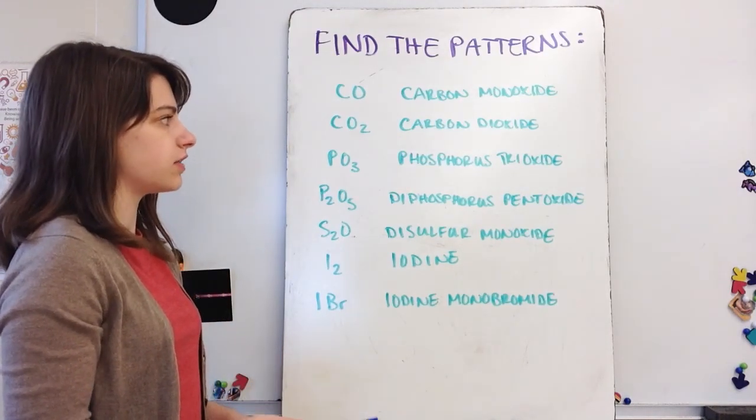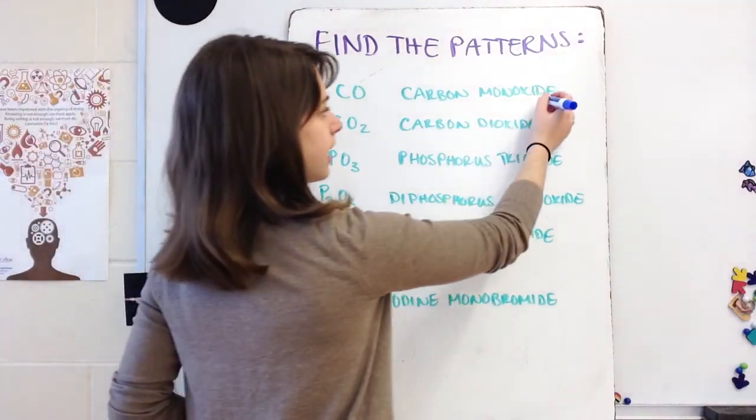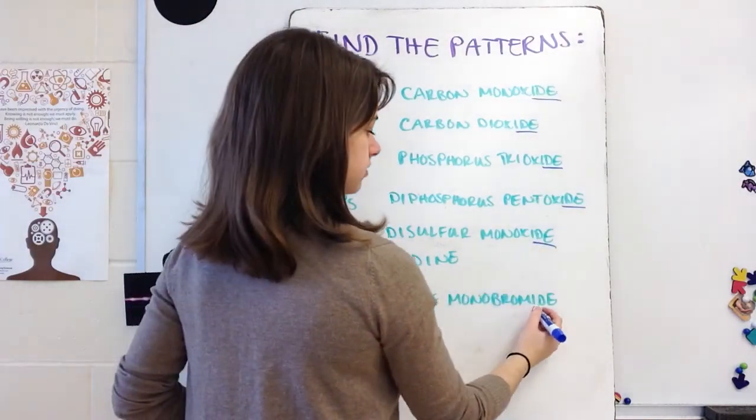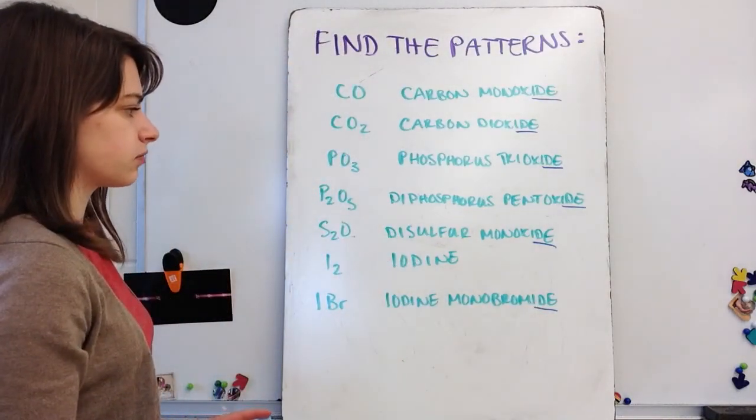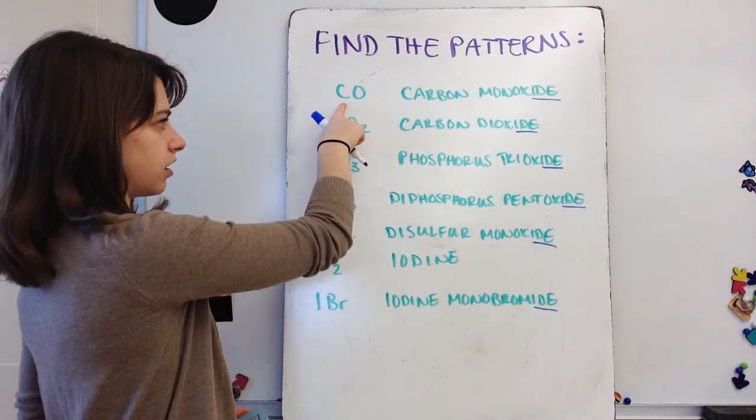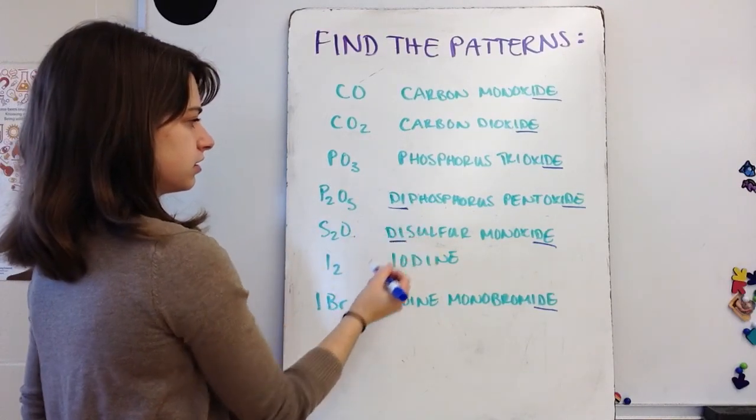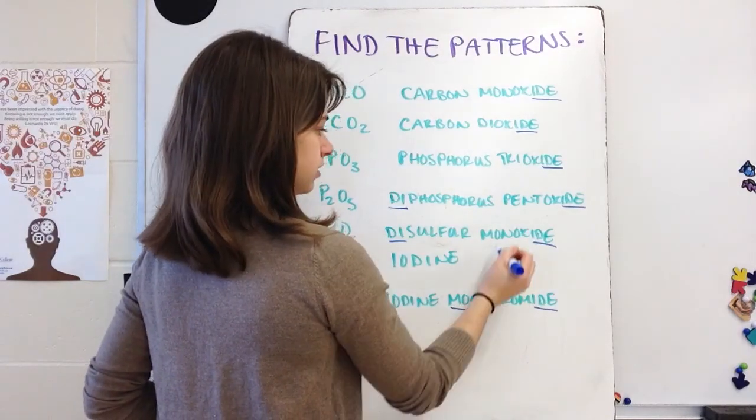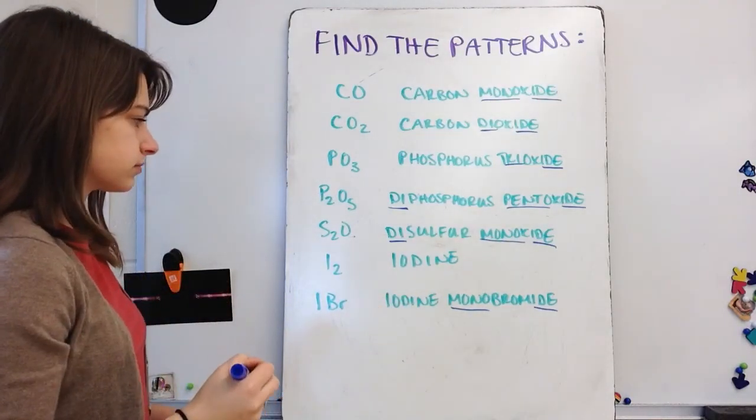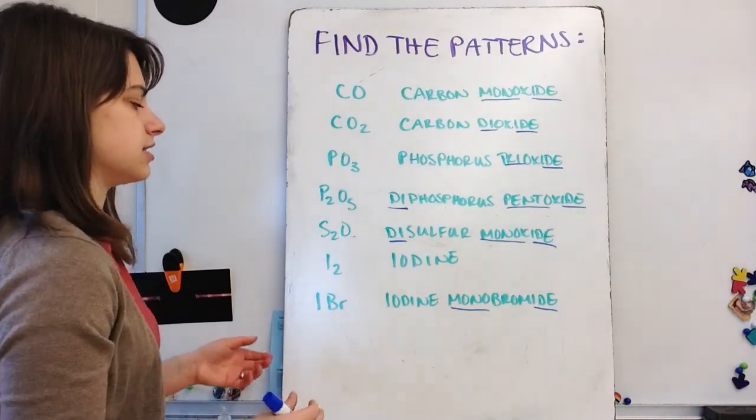Okay, so some of the patterns that I see: all of these compounds end in "ide," with the exception of this guy. Otherwise, they all end in "ide." It also looks like if there's no subscript on the first element, it's just the name of the element. If there's a subscript on the first element, there's a prefix. And then the ending always has a prefix. Okay, so before we start to get into our list of rules, let's dissect these examples just a little bit.